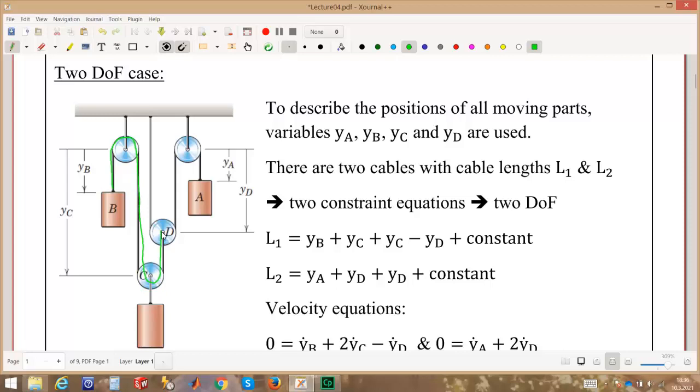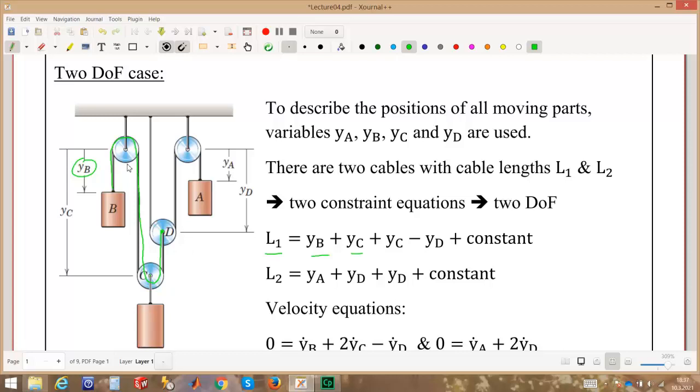Round up to y, and this is the total length. So we need to write an equation for this first cable L1 that is composed of YB. Then this length is YC. We have YB, YC, and then the rest from this center to the D point is YC minus YD.